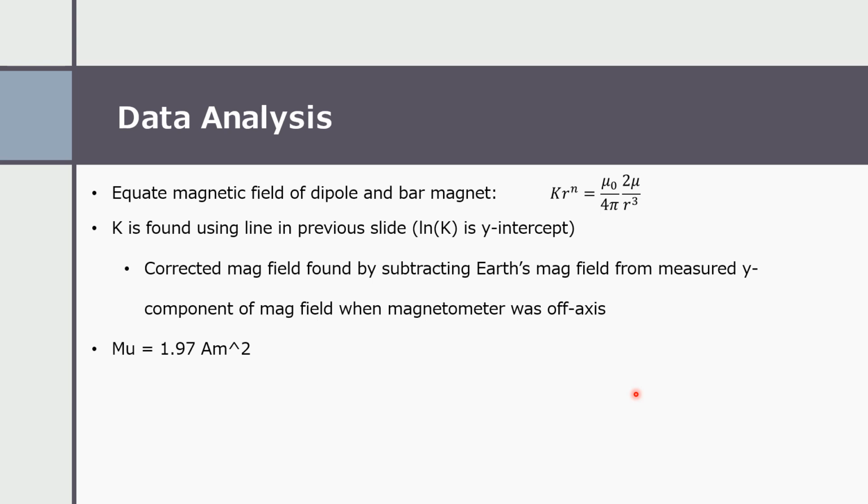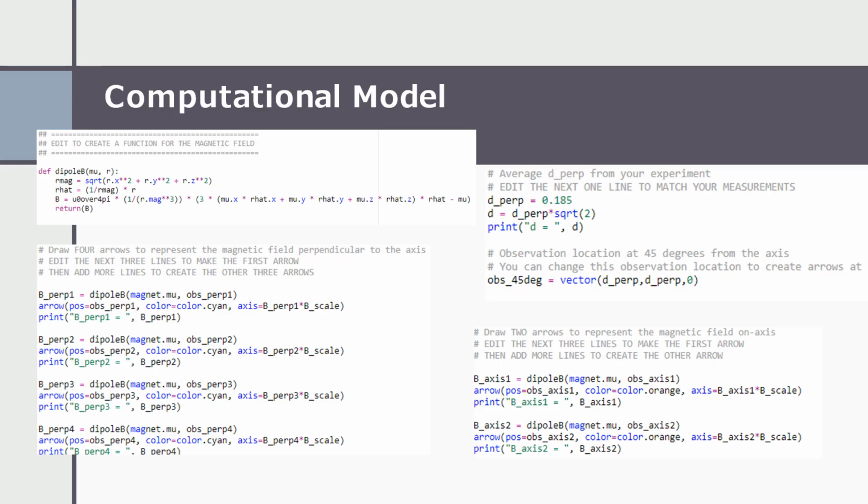And r is the dependent variable in that previous slide. Then I equated the magnetic field with the dipole bar magnet, which I talked about earlier. And k was found using the previous slide, the y-intercept being the natural log of k. I corrected the mag field by subtracting Earth's mag field from the measured y component of the mag field when it was off axis. And then I could do this to find the data I found in the introduction.